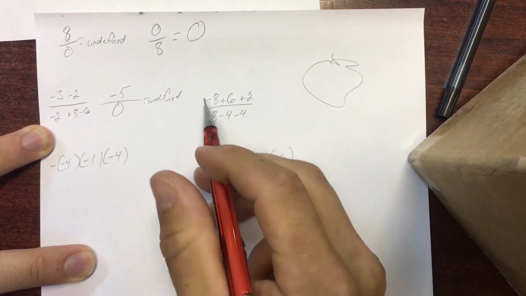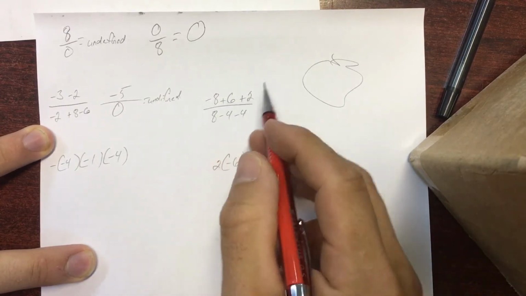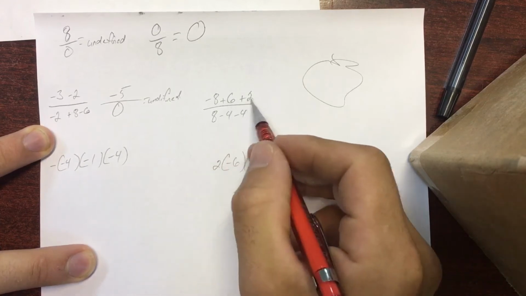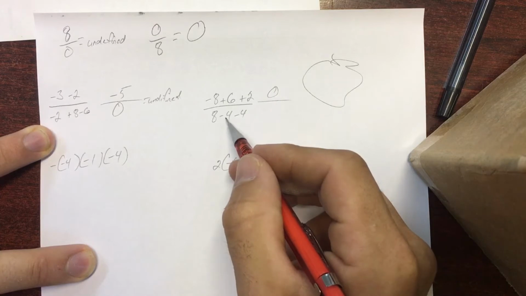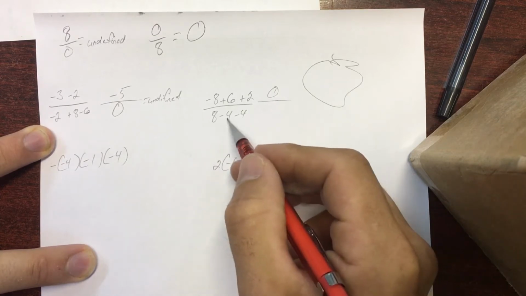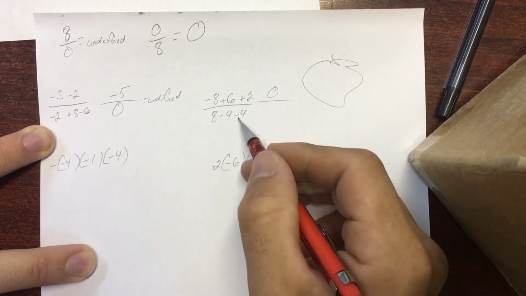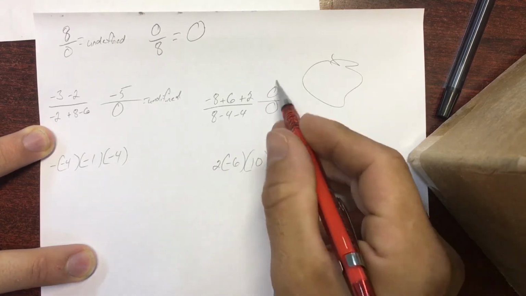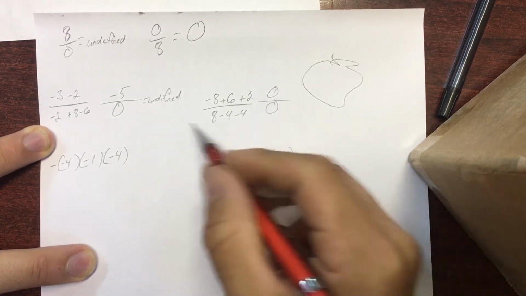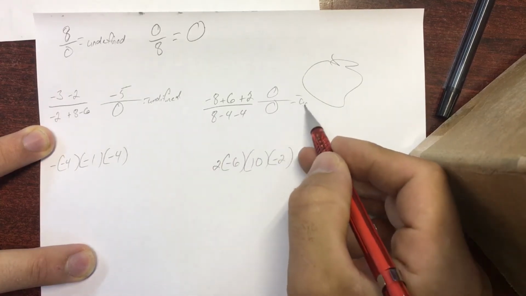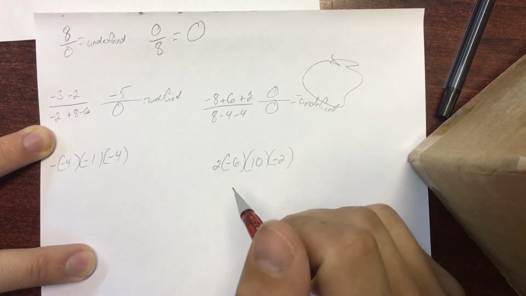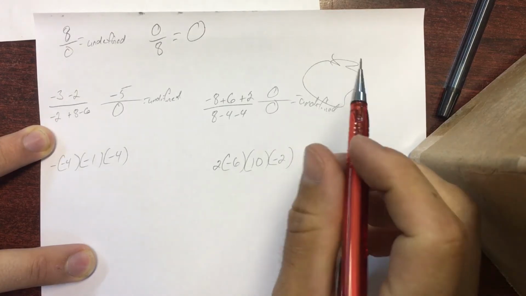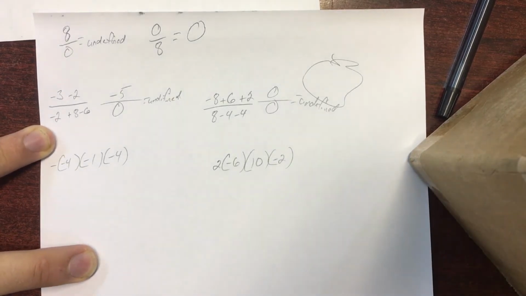And for this one, negative 8 plus 6 gets us negative 2, plus 2 is 0, divided by 8 minus 4, which is 4, minus 4 is 0. So 0 divided by 0. This is not 0 because we're dividing by 0, it is undefined. Nothing divided by nothing. Okay, that's a strange one right there.